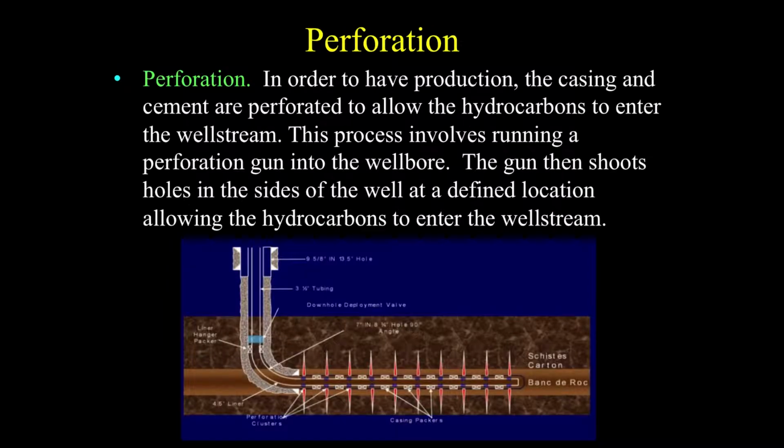Perforation. In order to have production, the casing and cement are perforated to allow the hydrocarbons to enter the well stream. This process involves running a perforation gun into the wellbore. The gun then shoots holes in the sides of the well at a defined location, allowing the hydrocarbons to enter the well stream.